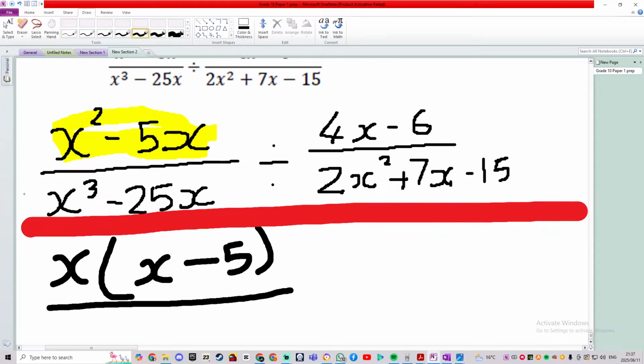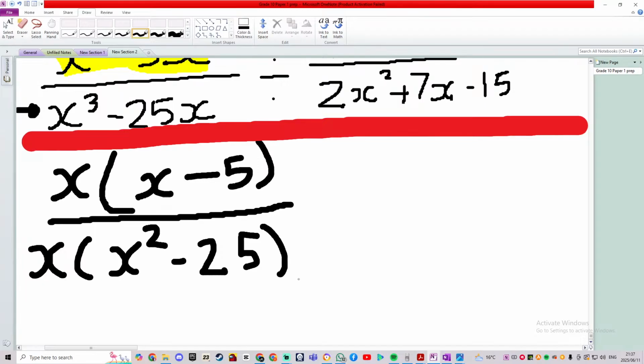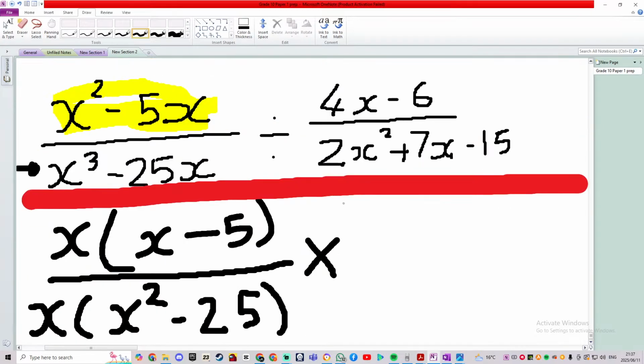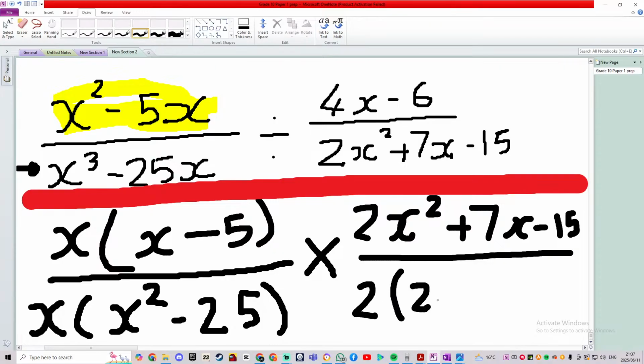All of that over, again, here is a common factor. I take out the x there as well: x(x squared minus 25). You can already see what's going to happen there. Since I'm multiplying, this numerator is now going to be a denominator and the denominator is going to be a numerator. So 2x squared plus 7x minus 15 is at the top, all over 4x minus 6. There's a common factor of 2: 2(2x minus 3).